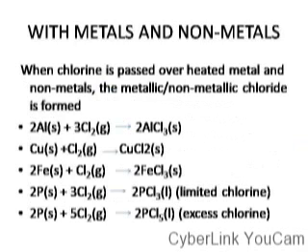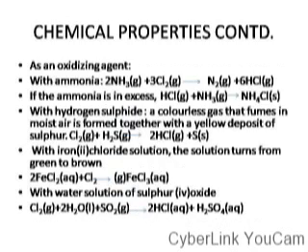The equations you can see displayed on your screen show how metals burn in chlorine. Aluminium with chlorine to form aluminium chloride, copper with chlorine to form copper 2 chloride, iron with chlorine to form iron 3 chloride, phosphorus with chlorine to form either phosphorus 3 chloride or phosphorus 5 chloride. If chlorine is in excess, it will form phosphorus 5 chloride. But if chlorine is in limited supply, it will form phosphorus 3 chloride, as you can see in the equations displayed.